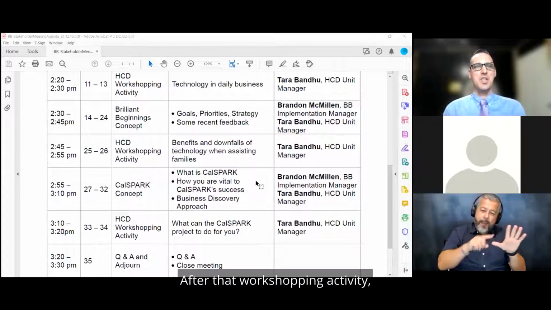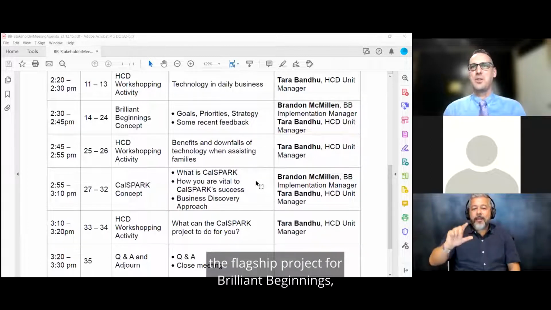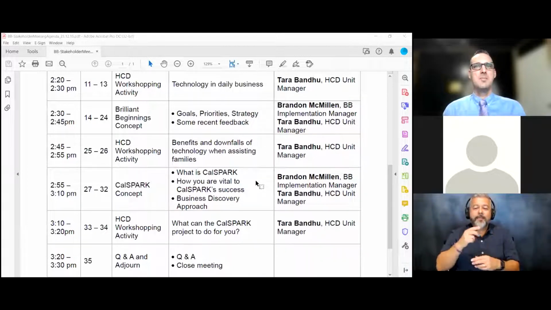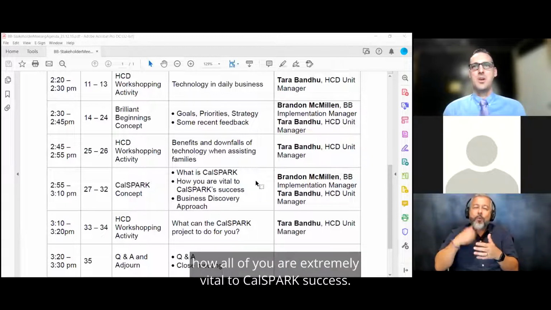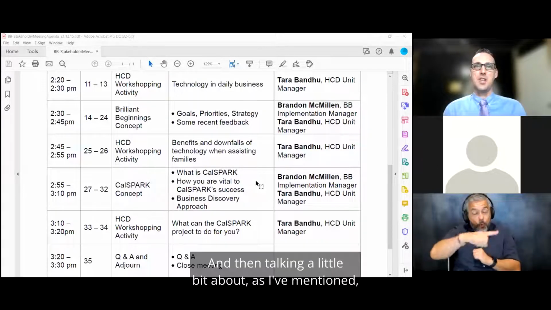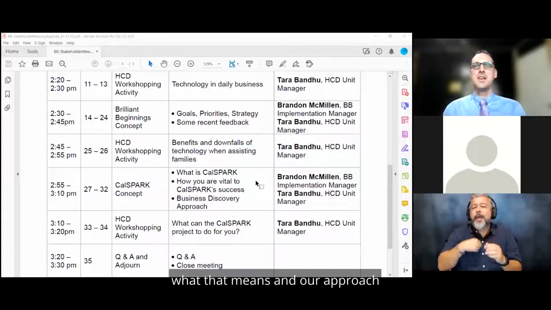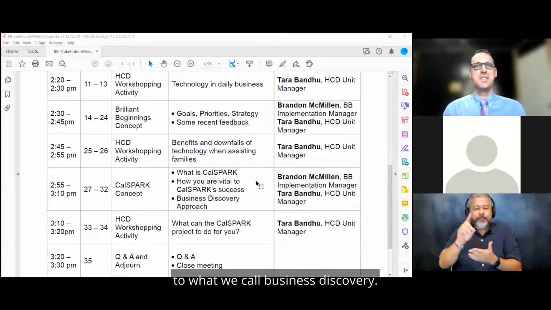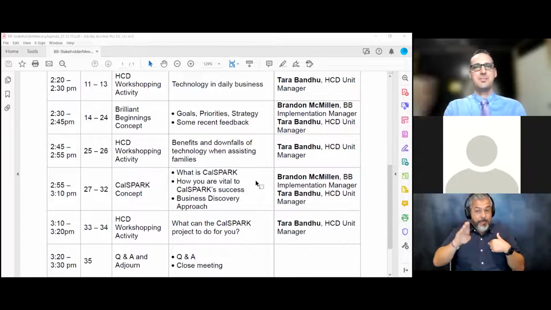After that workshopping activity, then we will get into Calspark, the flagship project for Brilliant Beginnings. And that is kind of what is Calspark, how all of you are extremely vital to Calspark's success, and then talking a little bit about, as I've mentioned, human-centered design, what that means, and our approach to what we call business discovery. And that will be, again, led by me, Brandon, and Tara.